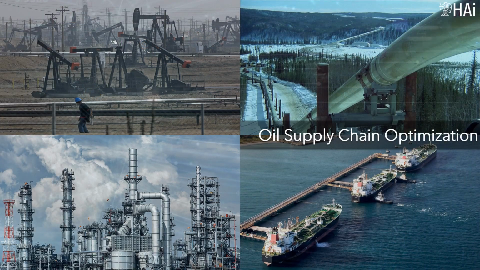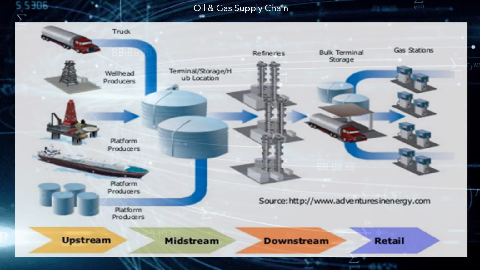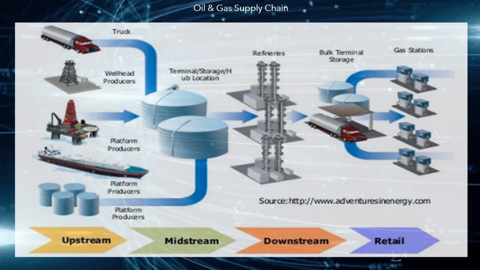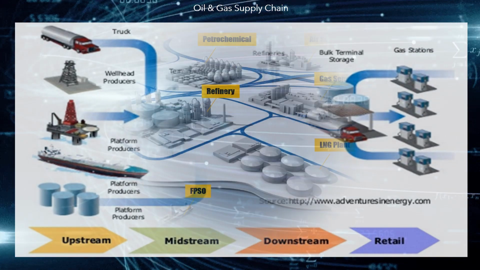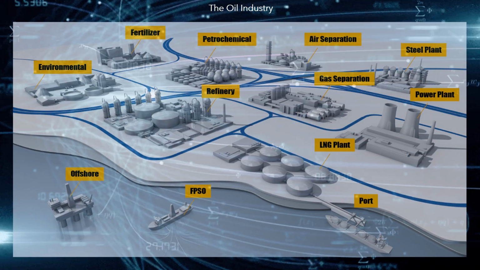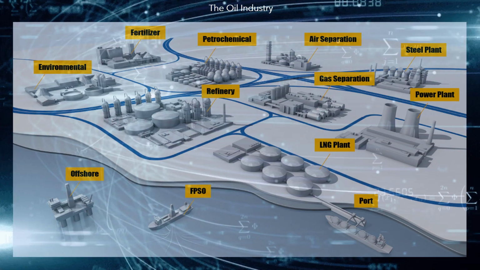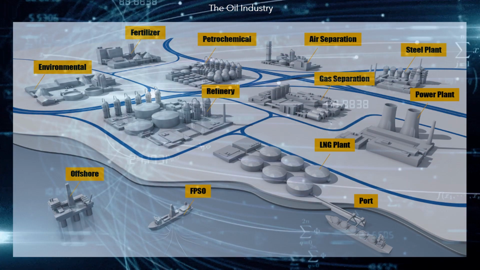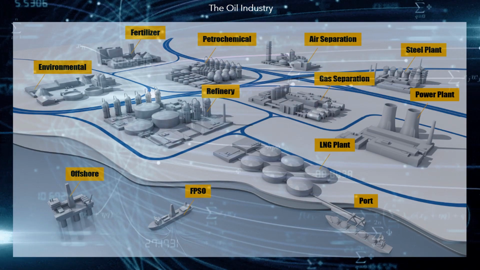Oil supply chain optimization. The oil and gas supply chain is made up of four links: upstream, midstream, downstream and retail. The links are connected by multimodal transport networks. The oil industry includes global processes of exploration, extraction, refining, transportation and marketing of petroleum products. The largest volume products in the industry are fuels, natural gas, fuel oil, and gasoline.